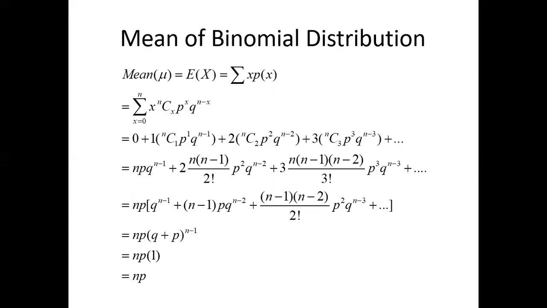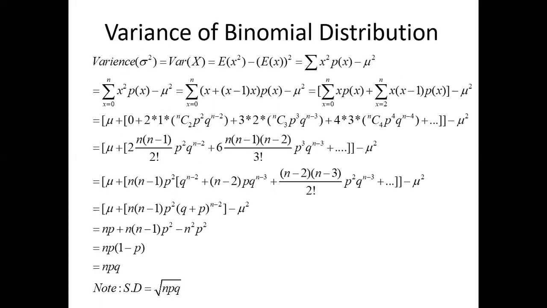Now we'll see what is the variance. To find the variance of the binomial distribution, we have the variance formula: expectation of X squared minus (expectation of X) whole squared. In other words, expectation of X squared minus mu squared, which is the summation of x squared into P(x) minus mu squared, for x equal to 0 to n. I'm writing x squared as x plus x(x − 1).